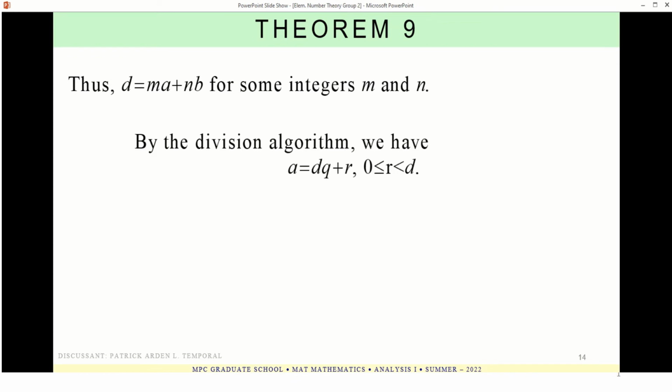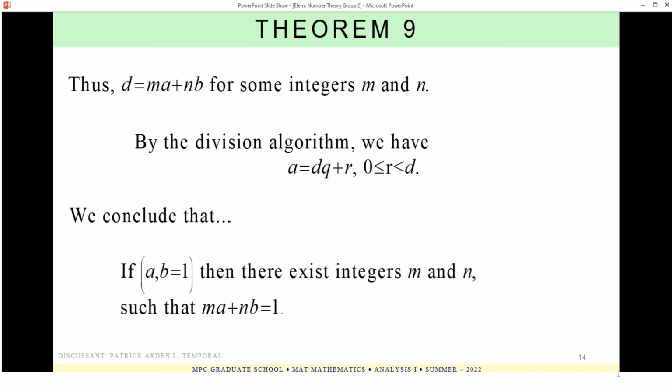So by the division algorithm, we have a is equal to dq plus r, where r is greater than or equal to 0 but less than d. As a result, we conclude that if (a, b) is equal to 1, then there exist integers m and n such that m times a plus n times b is equal to 1.